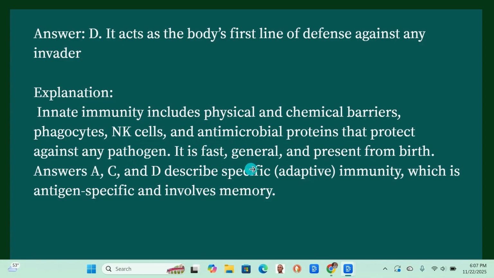It is fast, general, and present from birth. Answers A, C, and D describe specific or adaptive immunity, which is antigen specific and involves memory.